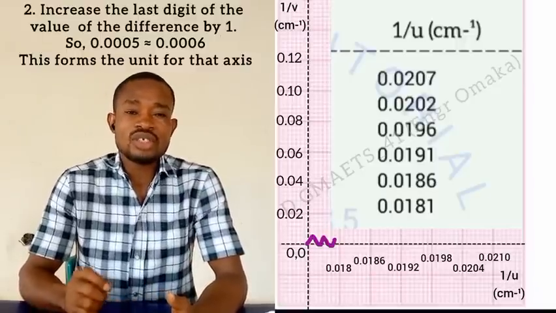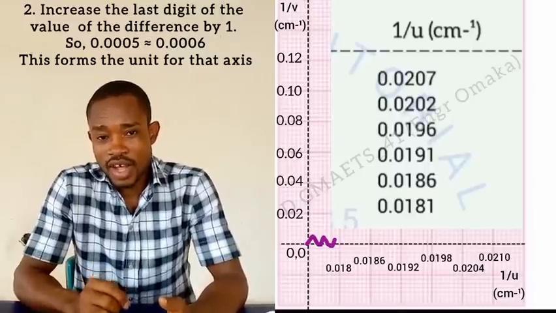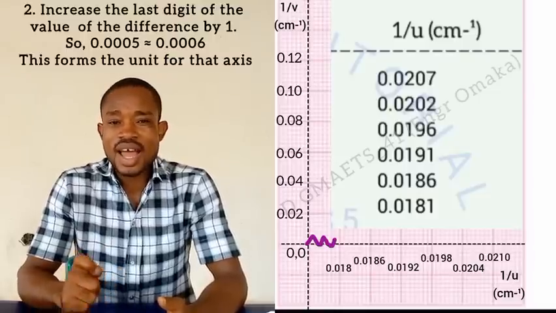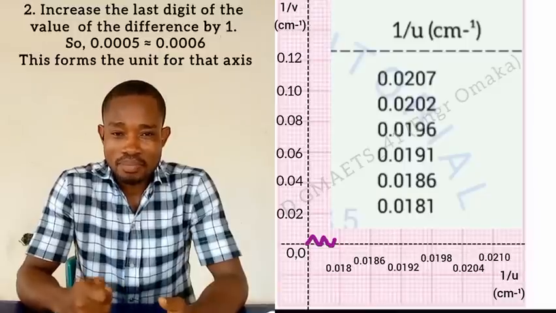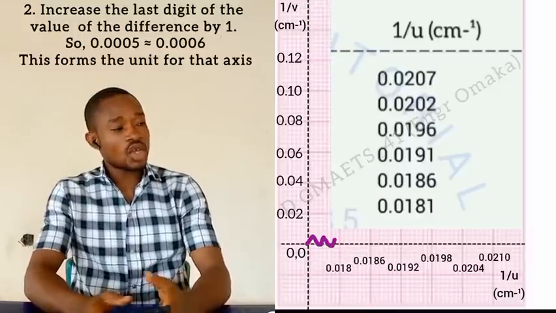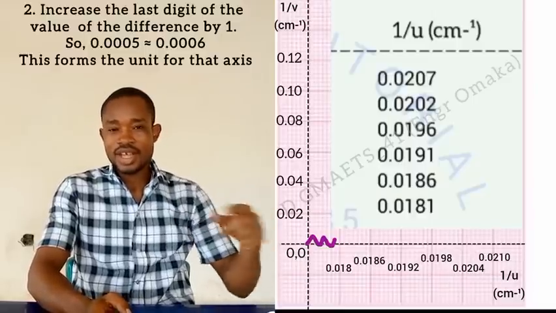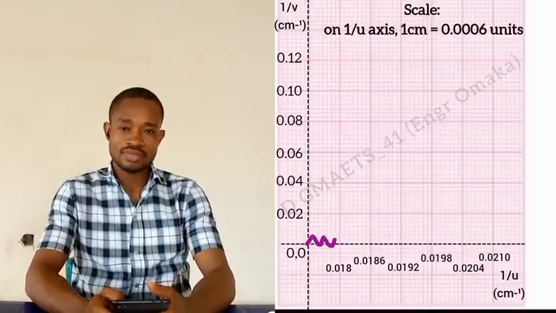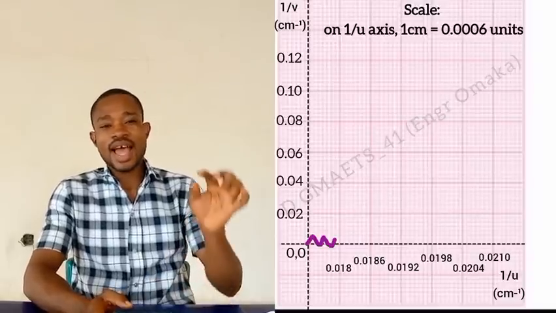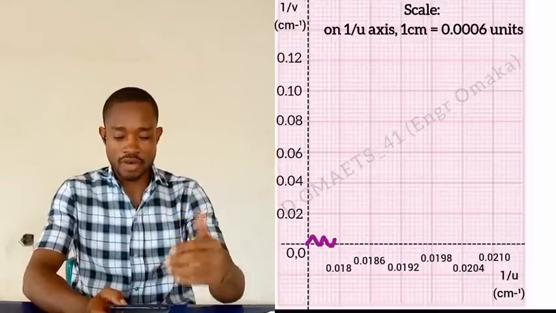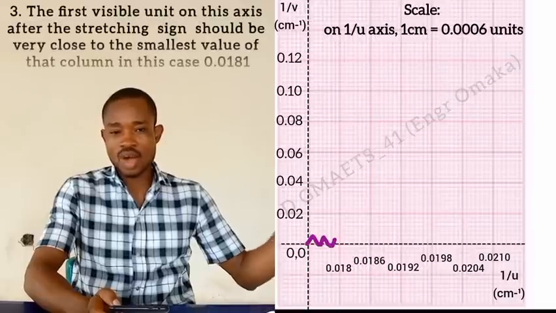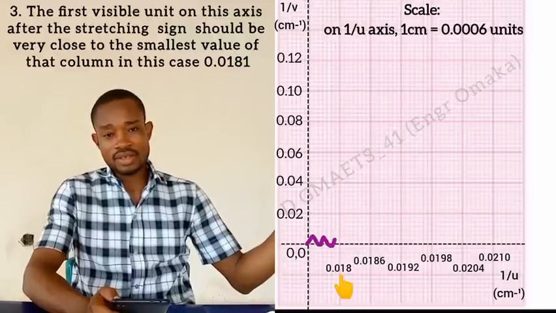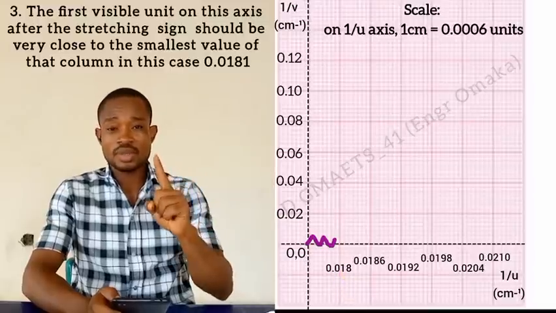So in working on this graph, I actually used the closest distance between any two values in that 1 over u axis, which is 0.0006. And then with that, I now selected my scale. It means that on my 1 over u axis, the horizontal, I'm using 1 centimeter to represent 0.0006 units. Okay? Now, since I have already stretched the graph, you notice, as shown in the graph, that I actually used 1 centimeter to represent a particular unit.